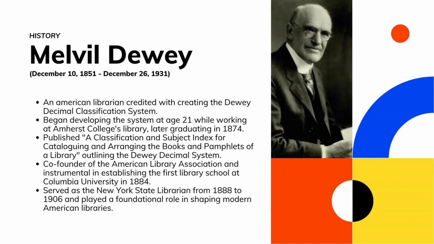In 1876, Melville Dewey published a book called A Classification and Subject Index for Cataloging and Arranging Books and Pamphlets of a Library, that revolutionized library organization with a system that categorizes books into 10 main classes, each with decimal subdivisions. It's like a roadmap for navigating the vast world of knowledge in a library. This became what is known as the Dewey Decimal System.